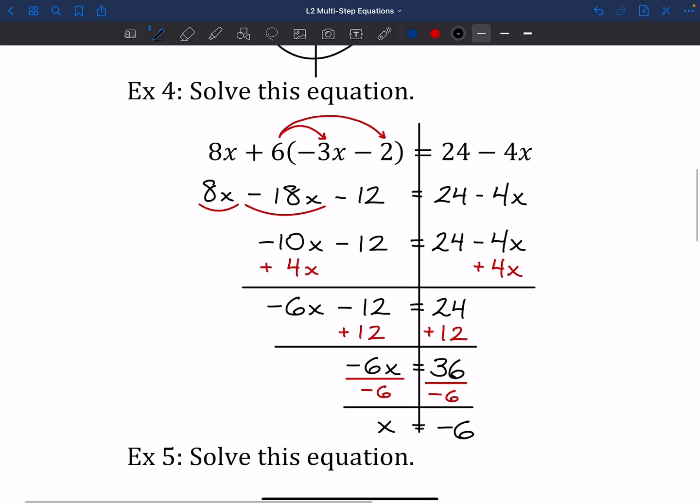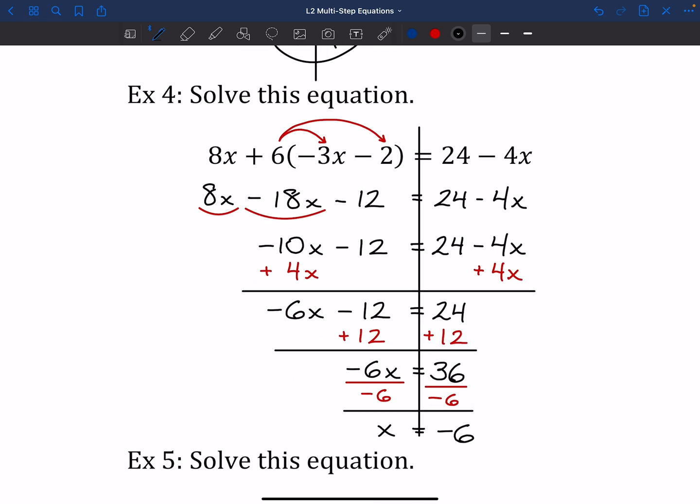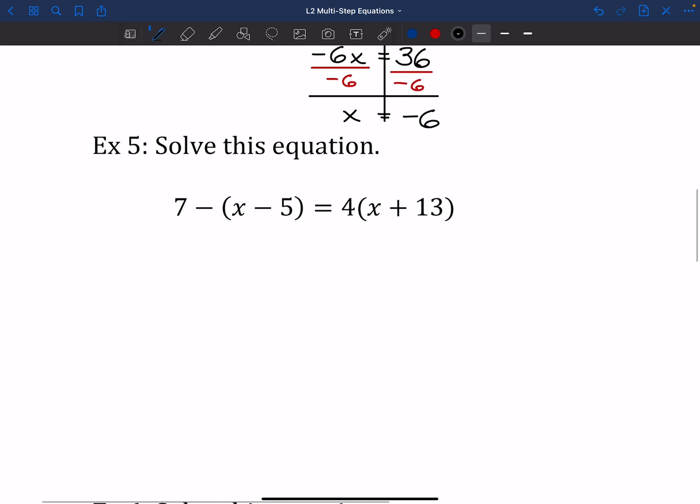All right, this is how we do it. We'd start by distributing right up at the top there. We then have some like terms to combine. We then moved our x's all to one side, moved our numbers to the other side, divided by that coefficient, and found that x was negative 6. So if you need to pause here and take a look and compare against what you did, go for it. It's not a bad idea. We're going to keep on going.